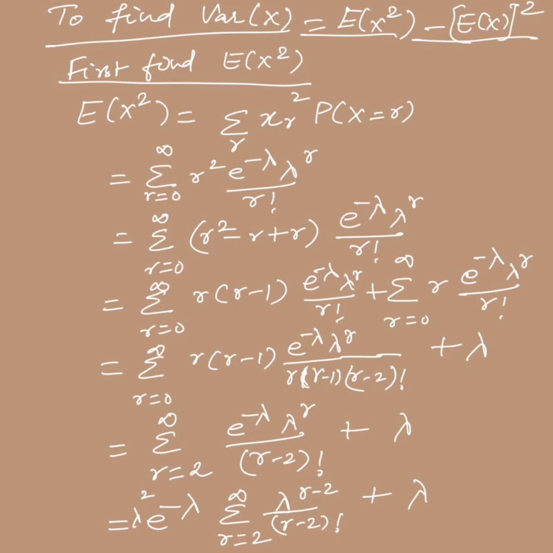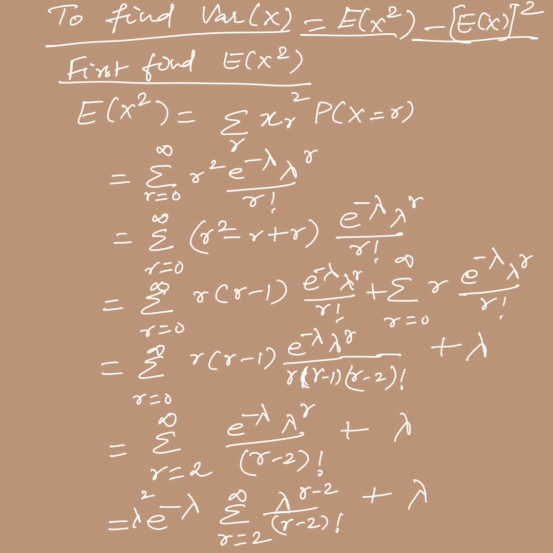While cancelling, 0 to infinity automatically becomes 2 to infinity. Now after cancellation we get e power minus lambda, lambda power r by r minus 2 factorial, sigma varying from 2 to infinity, plus lambda. Here r minus 2 factorial is in the denominator and lambda power r is in the numerator. Whenever we have r minus 2 in all the places, we can compare with the e power term. So lambda power r is split as lambda square into lambda power r minus 2, and lambda square is taken out. So the final step of this slide contains lambda square e power minus lambda, both the terms taken out.